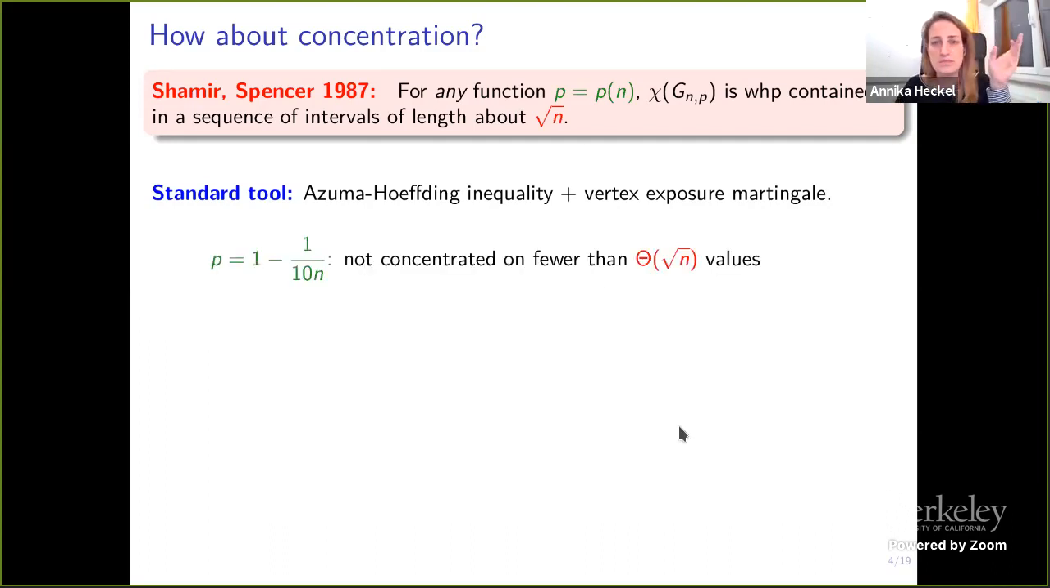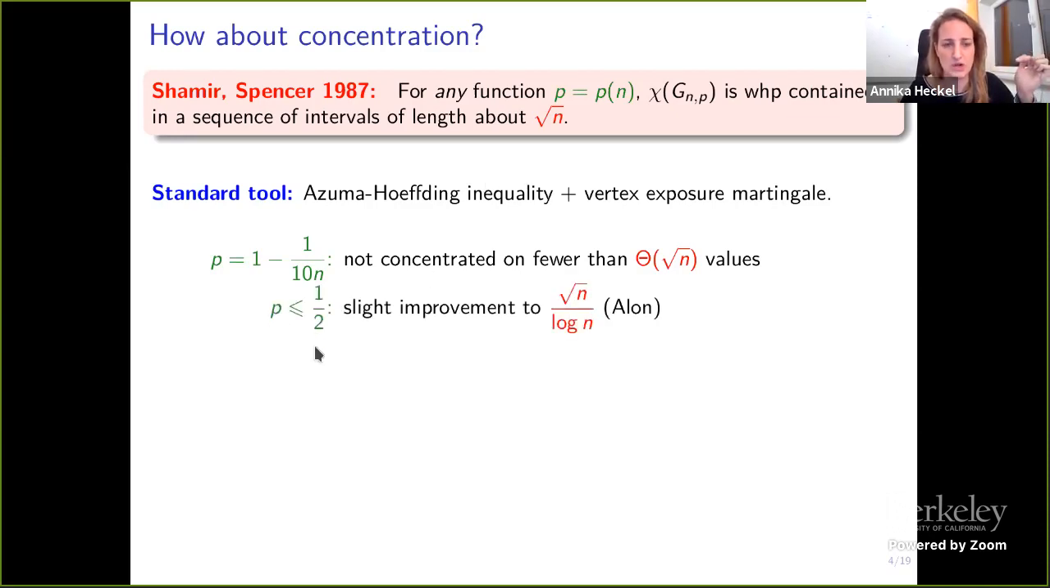Now, in this general form, this result cannot be improved any further, because it's not so hard to show that if you let p tend to 1 at the right rate, so this means you have almost all edges in your graph and only a few of them are missing. In that case, you can more or less work out exactly what the chromatic number is, and you can see it's not concentrated. It's actually spread out over root of n values. So in this general form, this result can't be improved, but for specific p, or for specific functions p of n, it can be improved quite dramatically.